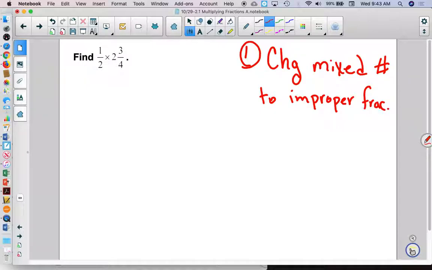So I have 1/2 times 2 times 4 is 8 plus 3 is 11/4. There's my step 1.